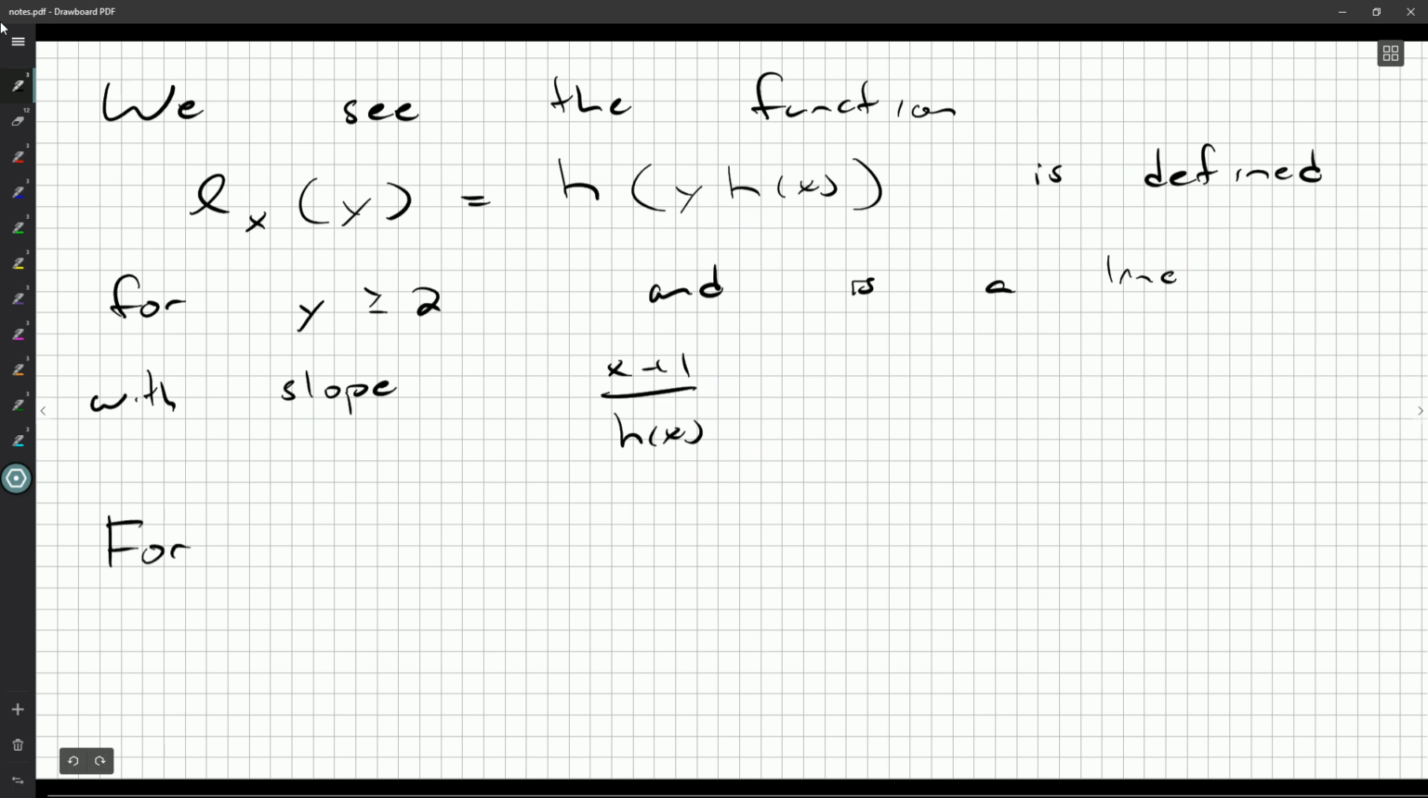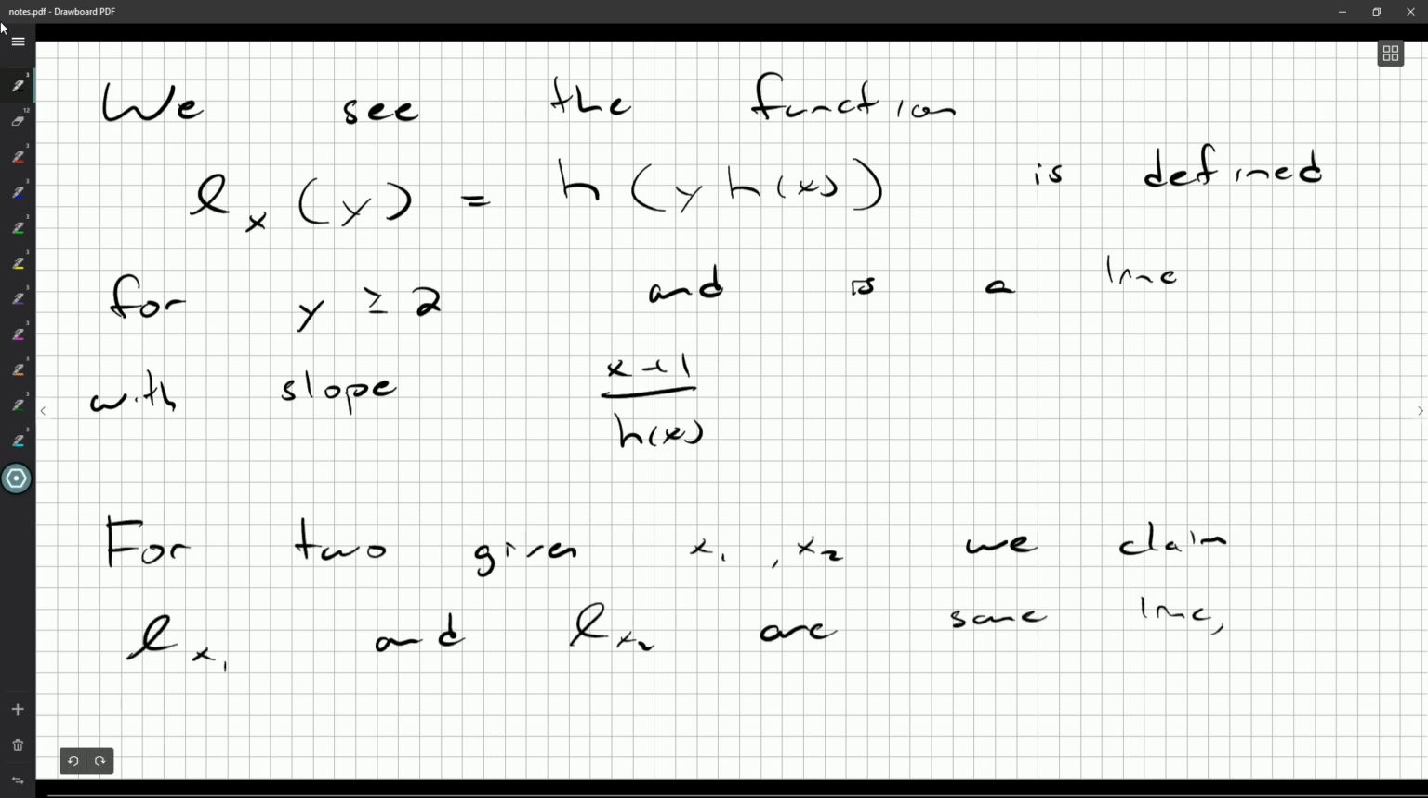So for 2 given x1 and x2, we claim L x1 and L x2 are the same line, and we'll show it by finding 2 points they have in common. Because 2 points determine a line. Okay.